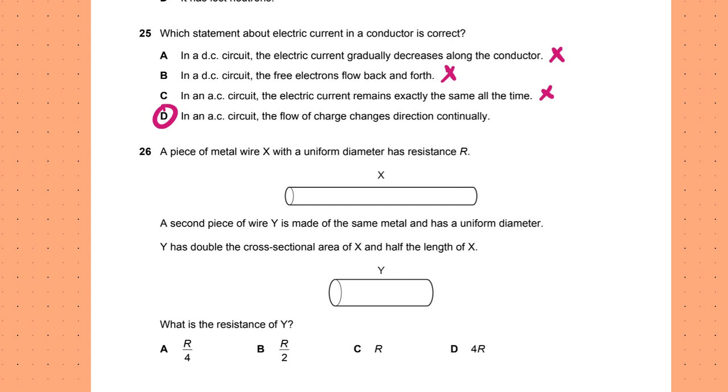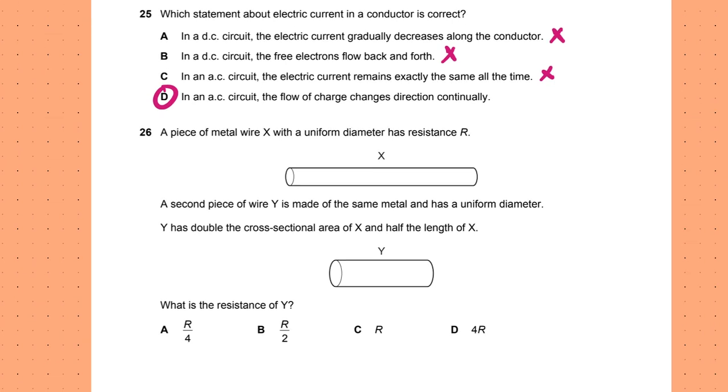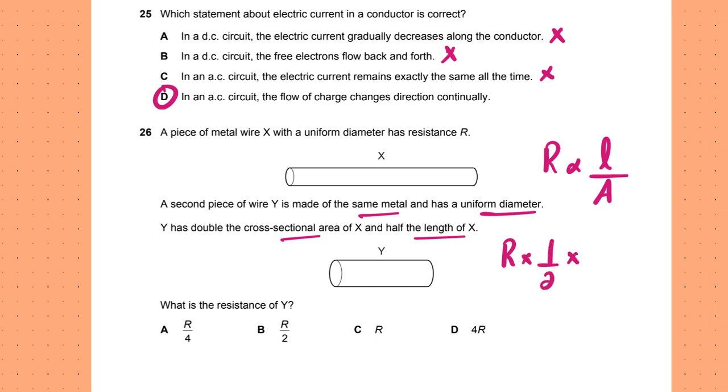26. A piece of metal wire X with a uniform diameter has resistance R. Second piece of wire Y is made of the same metal, has uniform diameter. Y has double the cross-sectional area, half the length. What is the resistance of Y? So resistance is proportional to length over area. So halving the length causes the resistance to halve. And doubling the cross-sectional area also causes it to halve, right? It's directly proportional to length, inversely proportional to area. So area doubles, resistance halves. So half and half makes it 1/4. So it's A in this case.